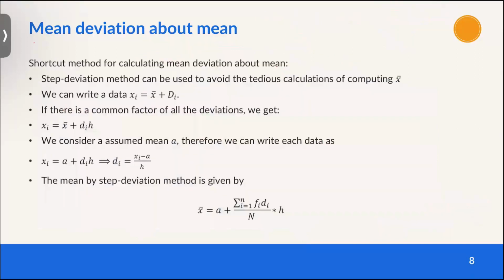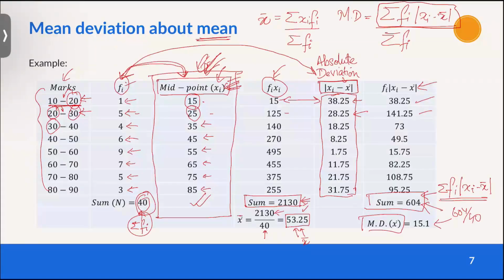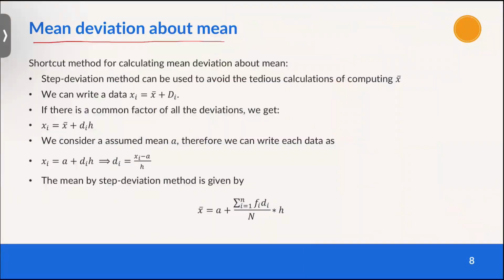Okay, so in the previous slide we saw how we have done mean deviation about the mean, but this multiplication of these two and then getting the sum, which is a big number, 2130, and then calculating the mean, it is tedious. And we have a shortcut way to calculate the mean. If we could calculate the mean easily, then calculation of absolute deviation will be a little bit easy. So we'll see in the next slide how to calculate the mean in a shortcut method.